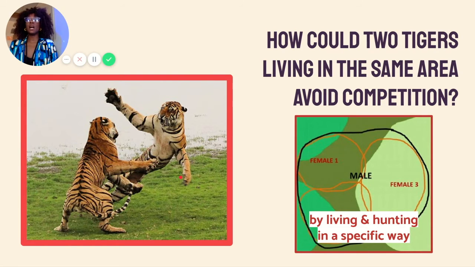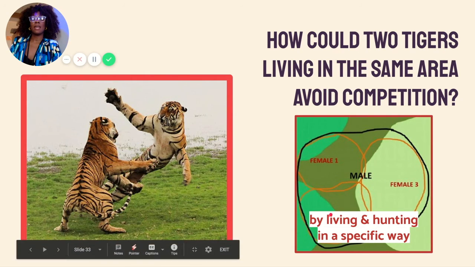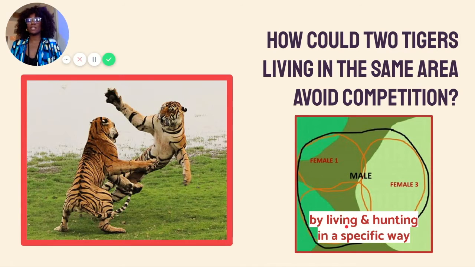So how could two tigers living in the same area avoid competing with each other? Right? So if they live and hunt in a very specific way, in a very specific place, then that is what's good for them. So for example, this first female tiger might want to stay right here in this area, while this third female is going to mark her area as that, and then there's a second female here that marks her area right there. And essentially, they don't have much overlap. And by living and hunting in a specific area, they're avoiding all that unnecessary competition, those unnecessary interactions.